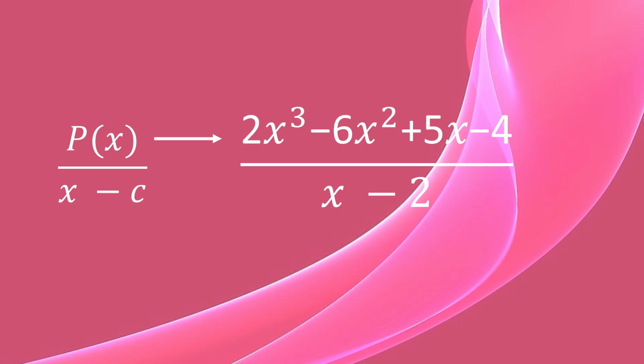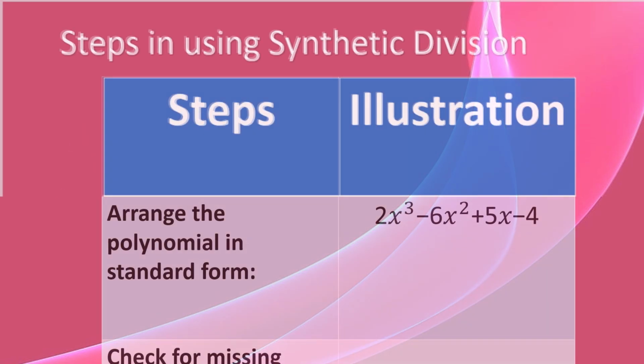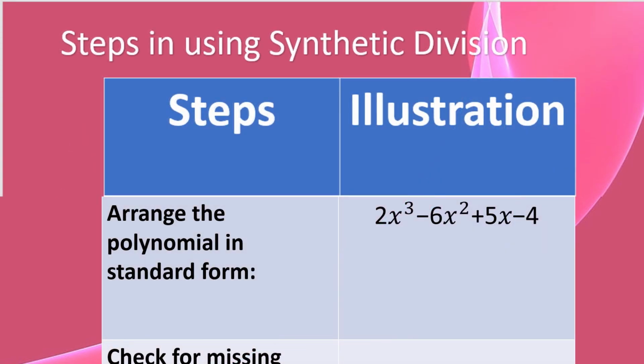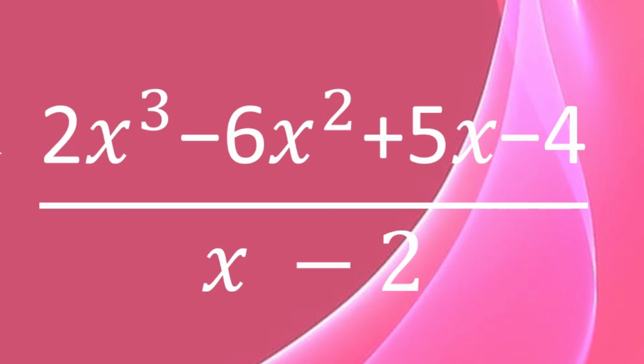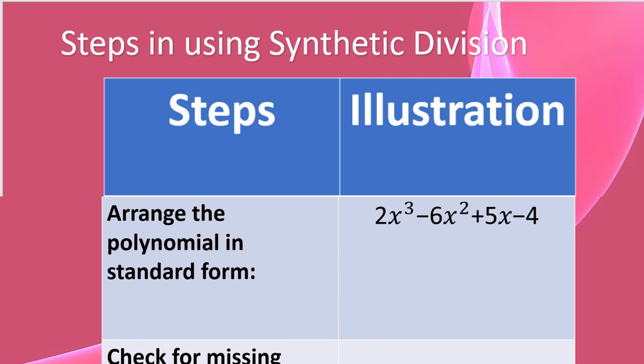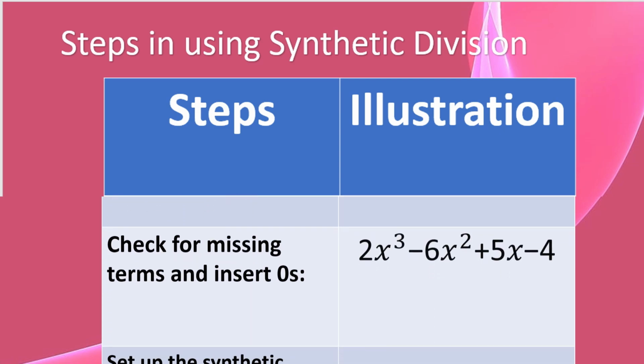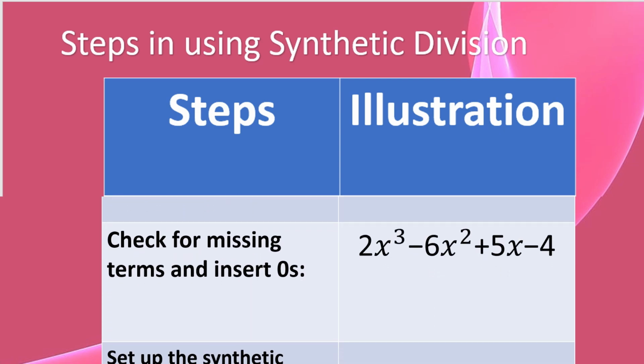Let's get started. First, let's make sure our polynomial is arranged in standard form. This means the terms should be written in descending order of degree. For example, if we're dividing 2x cubed minus 6x squared plus 5x minus 4 by x minus 2, make sure all powers of x are represented. If any terms are missing, insert a 0 in their place. This will help us avoid mistakes.